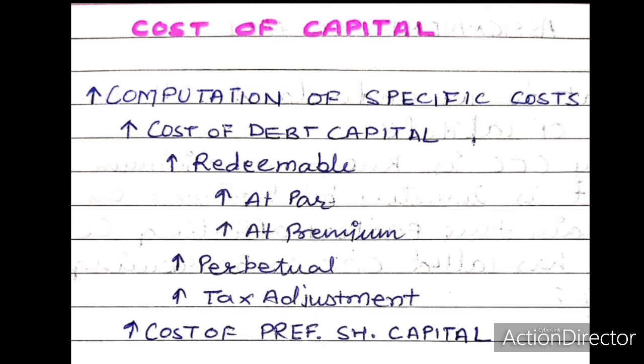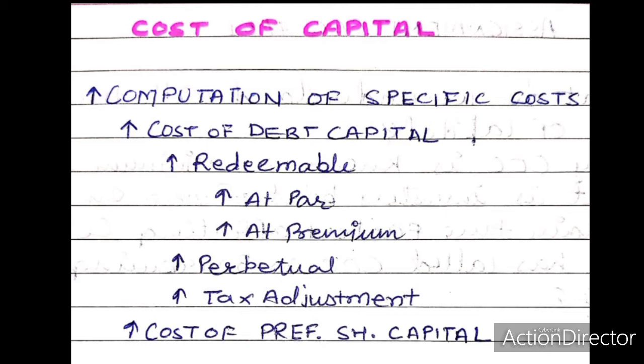Further, the debentures can be issued at par, at discount, and at premium. In a nutshell, the net proceeds in different situations will be calculated as follows. If debentures are issued at par, then value will be par value minus flotation cost. If issued at premium, then par value plus premium minus flotation cost. And if at discount, par value minus discount minus flotation cost.